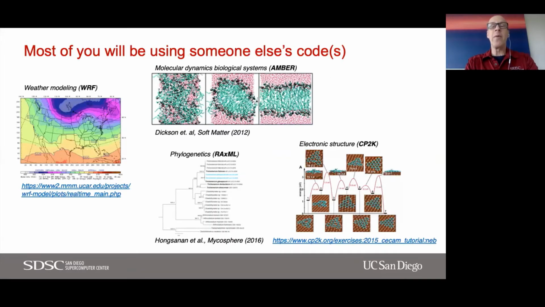So, in a nutshell, most of you are going to be using somebody else's code. If you're doing, say, weather or climate modeling, you might use WRF, which I'm showing here on the left side of the screen. Other codes include CESM and MPAS. If you're doing molecular dynamics of biological systems, you might be using software like Amber or GROMACS or NAMD. If you're doing electronic structure calculations or computational chemistry, you're probably going to use CP2K or Gaussian or GAMESS or Quantum Espresso or MOLPRO. And if you're interested in phylogenetics, constructing phylogenetic trees from genomic data, you're going to use software like RAxML or BEAST.